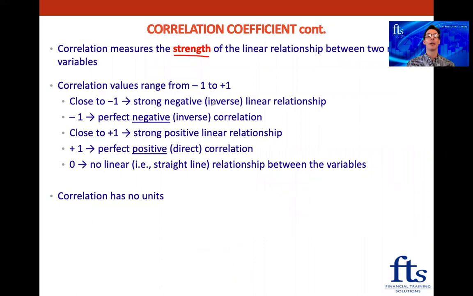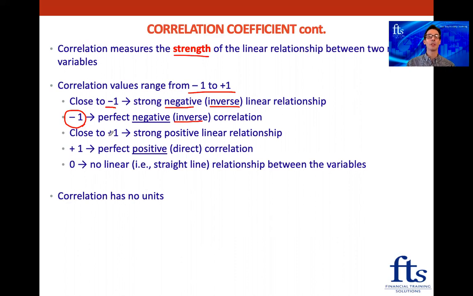And the correlation has a range. It's only from -1 to +1. It can't be beyond that, whereas our covariance could be anything. So if the correlation is close to -1, that's going to be a strong negative, which means an inverse linear relationship between the two variables. And if the correlation is equal to -1, then we've got what we call perfect negative or inverse correlation. So this means that if A goes up 5%, then B will go down 5%.